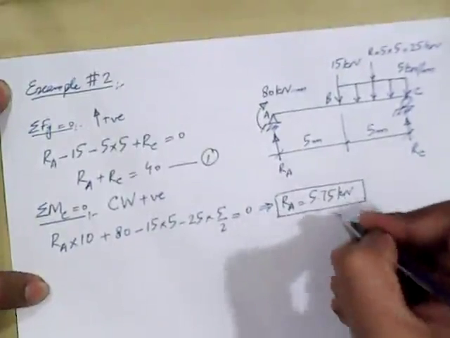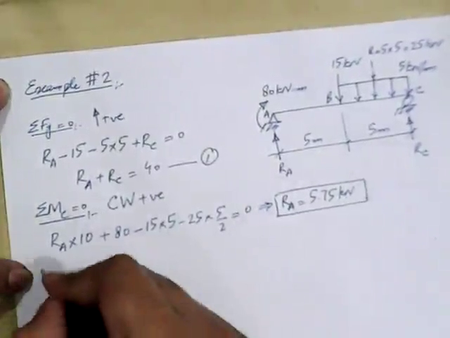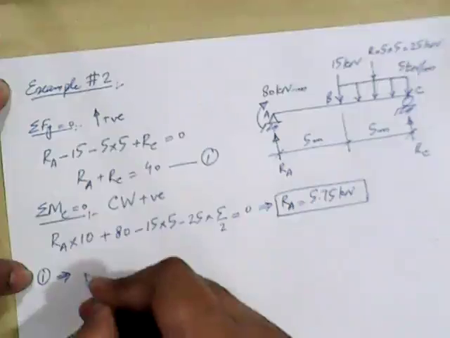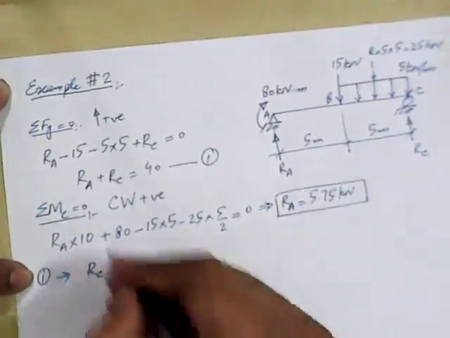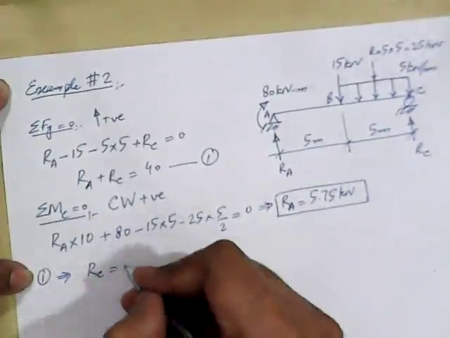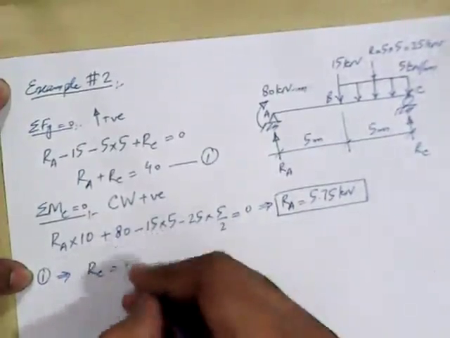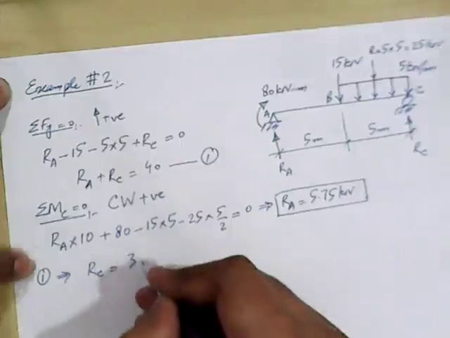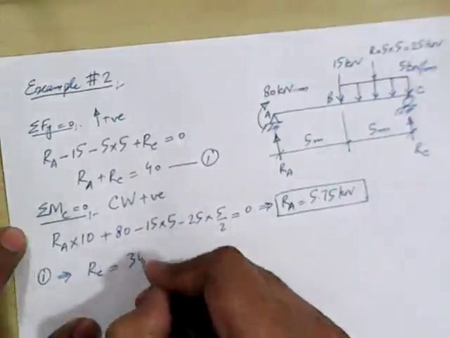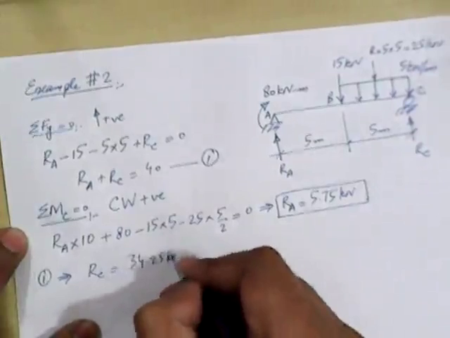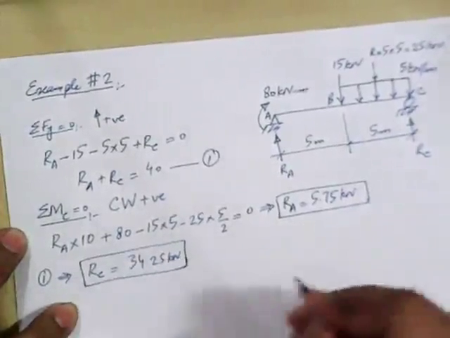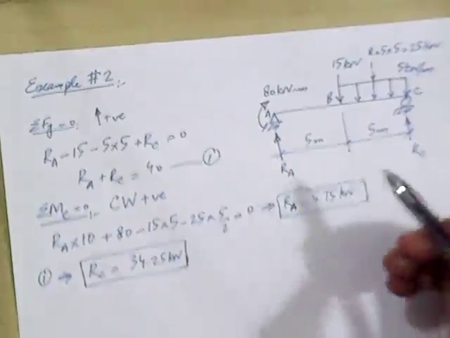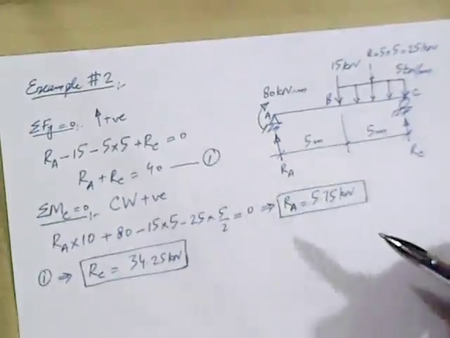And if we plug in this value of RA in equation number 1, we will get the value of RC, and RC from this equation will come out to be 34.25 kilonewton. So this way we have calculated the reactions of this beam, RA and RC.